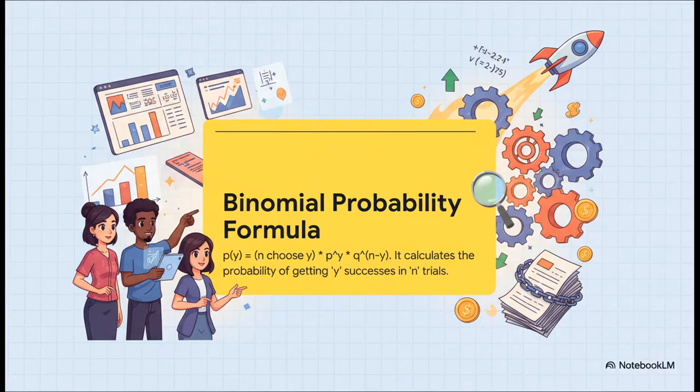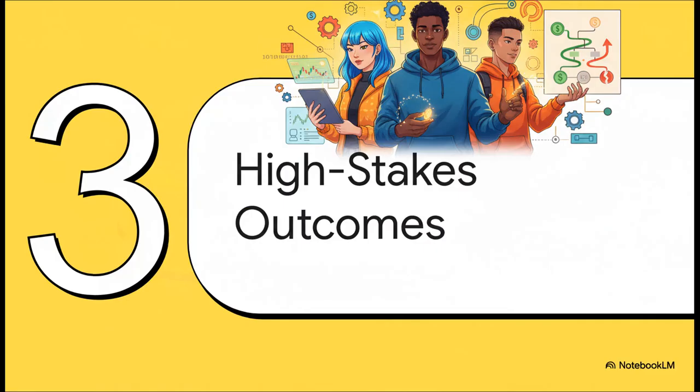And when we stick all 3 of those parts together, we get this really elegant formula. You've got the number of ways it can happen, times the probability of your successes, times the probability of your failures. And this one single equation lets us figure out the precise probability of getting any number of successes in our fixed set of trials. It's pretty powerful stuff. So we've got the rules, we've got the formula, let's have some fun with it.